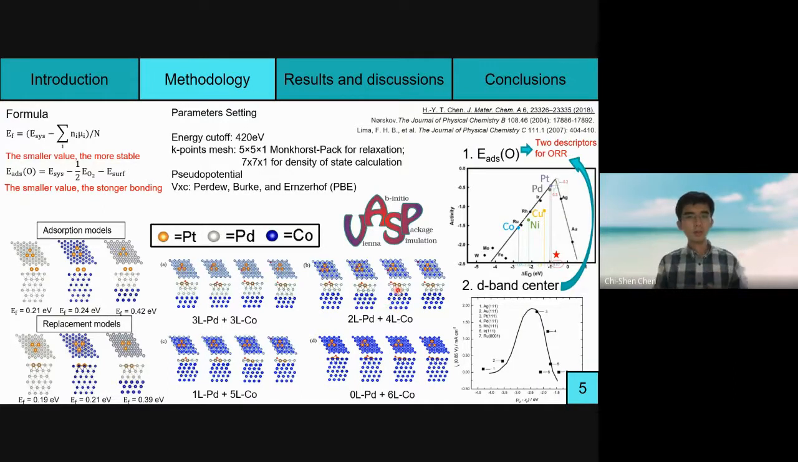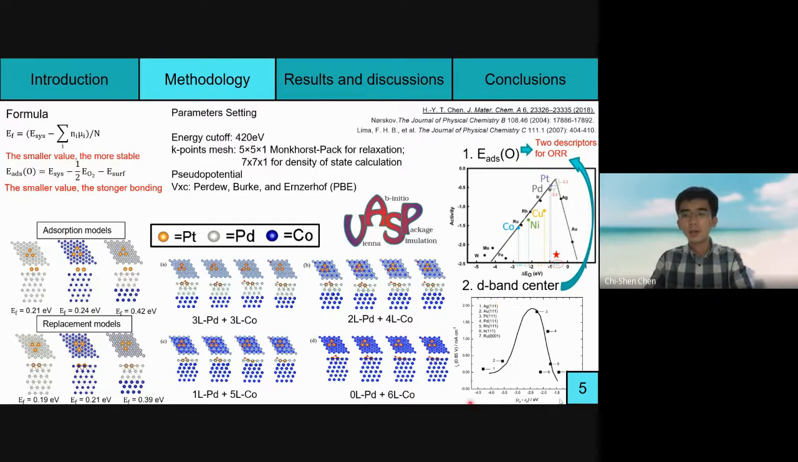And we use two descriptors for oxygen reduction reaction. The first is the adsorption energy of oxygen atom, and the second is D-band center. We can see in the upper figure, this is a volcano plot from Nørskov et al. We can see that among all the elements, platinum is the closest to the volcano peak, which means it has the best ORR performance among all the elements. So we set platinum as our benchmark. We hope the ORR performance of our catalysts can be similar to that of platinum.